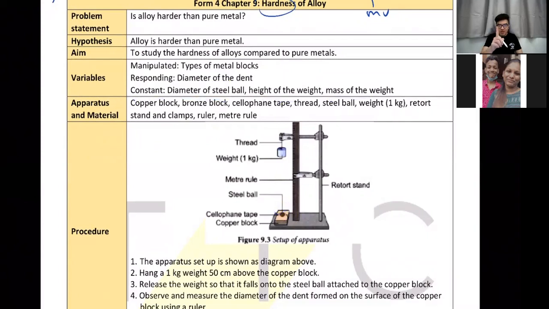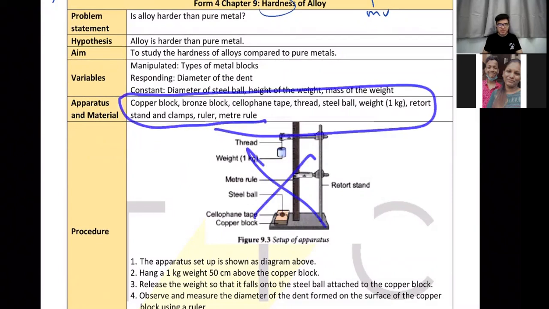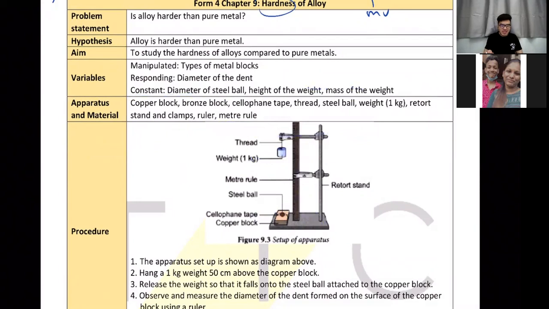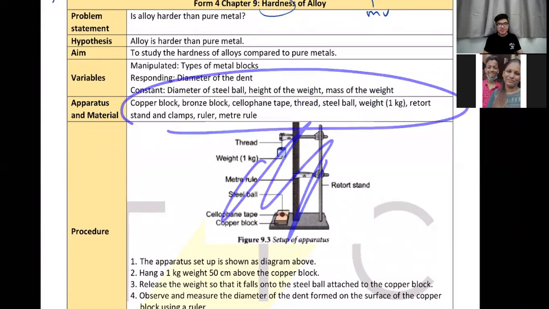Okay, in the exam, they will give you something like this. They will give you this list. They will not tell you how to do it, so you need to plan. But if you look at this list of materials, you will roughly know what they are trying to do already. Copper block, bronze block, you see? This is your metal, and this is your alloy. They give you cellophane tape, thread, steel ball, and weight. You would hang the weight using the thread and put the steel ball at the block. Even if I don't draw this, you roughly know how to do this. All right.